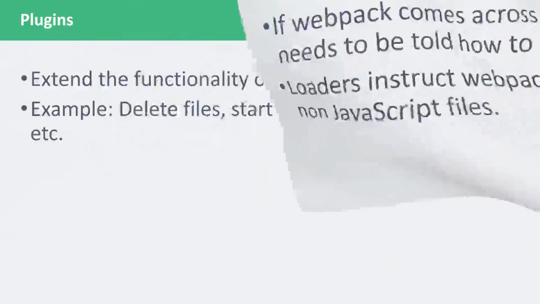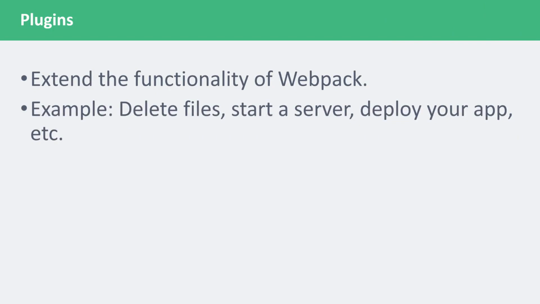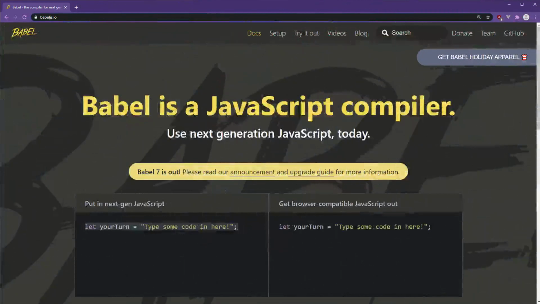The last concept is called plugins. Plugins allow us to extend the functionality of Webpack. We can use plugins to delete files, start a server, deploy our app, etc. Webpack's plugin system makes Webpack very flexible for developers. There's no limit as to what you can do with plugins. Now that we have an overview of the 4 concepts, let's check out Babel.